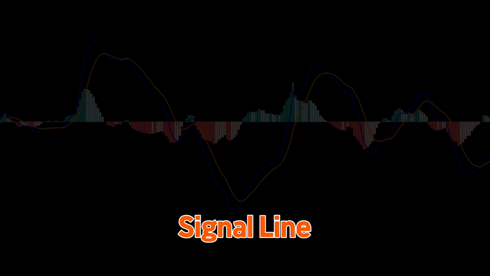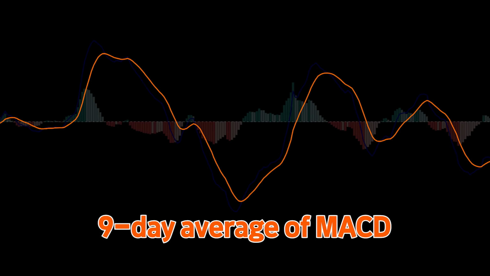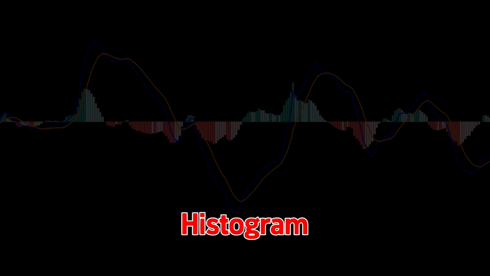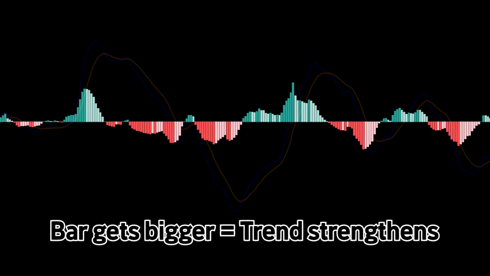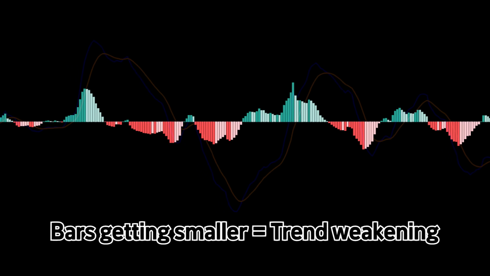Second, the signal line, a 9-period average of the MACD line, which acts as a confirmation of its direction. Third, the histogram, a bar chart showing the difference between the MACD line and signal line. Growing bars mean the trend is strengthening. Shrinking bars mean it's weakening.